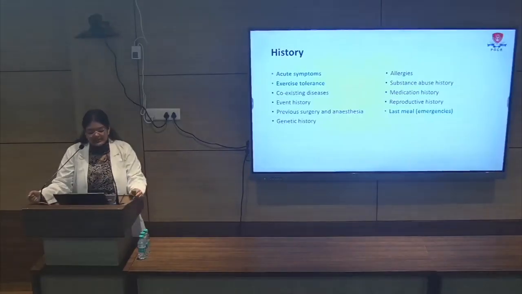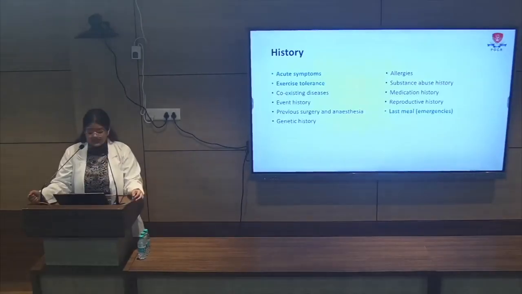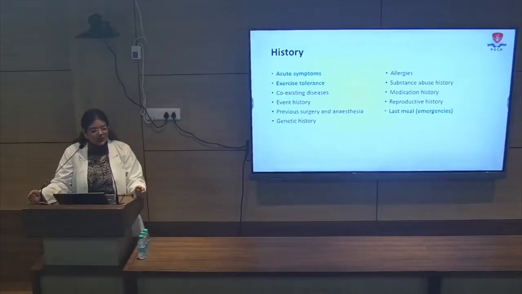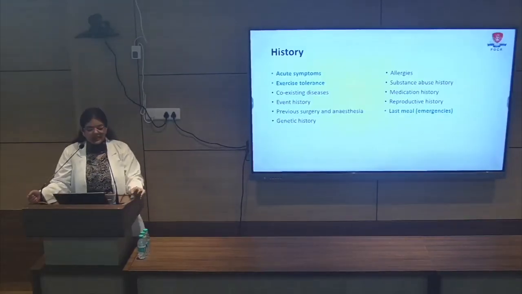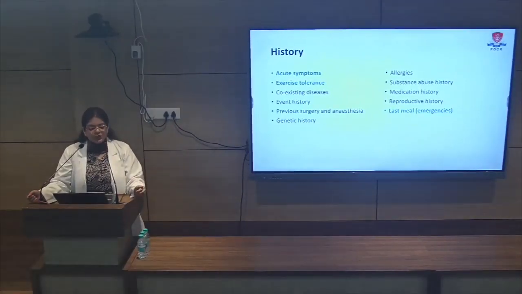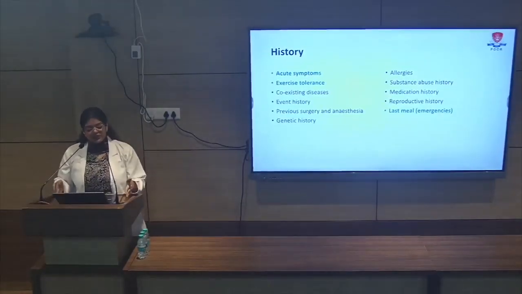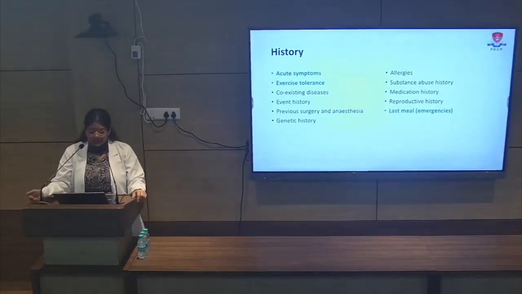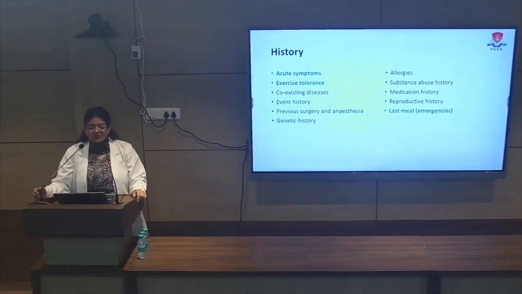For example, eliciting an acute symptom such as cough may not raise warning signs in a patient at rest, but under anesthesia, the same reactive airway can precipitate serious complications like bronchospasm and desaturation and thus requires optimization. The other avenues of history are to assess exercise tolerance, to determine coexisting diseases, to document event or accident histories, and to do careful documentation for medico-legal purposes of previous surgery and anesthesia complications, genetic history, allergy history, substance abuse history, medication history, reproductive history, and in case of emergencies, the last meal.